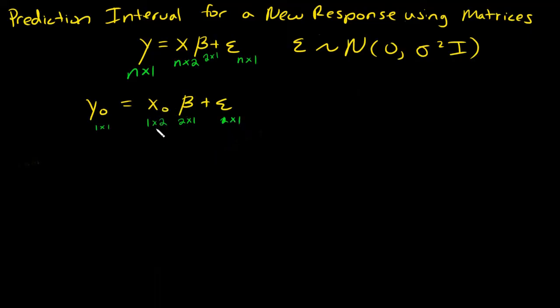So x naught is a 1 by 2. What does that mean? The first column is always 1s, that's for the intercept, and the second column is your x value. So if I wanted to predict the value of y at x equals 5, then x naught would be a 1 by 2 matrix. The first column is 1 and the second column is 5, so it would look like this. Especially if you're new to matrices, you want to be very clear about your dimensions at all times.